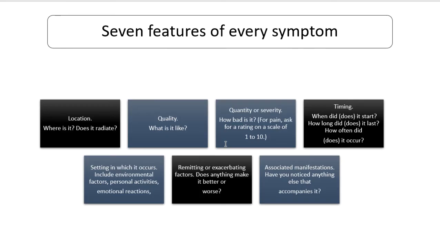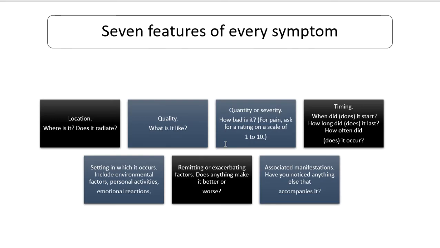Then remitting or exacerbating factors. Exacerbating means the symptoms getting worse, right? For example, if somebody has asthma, asthma may be exacerbated by viral infections, or by smoke. You have to ask, does anything make it better or worse? You have to ask those things, right?